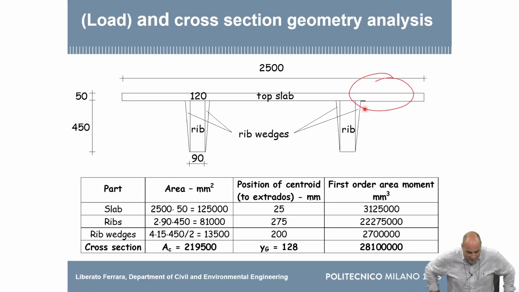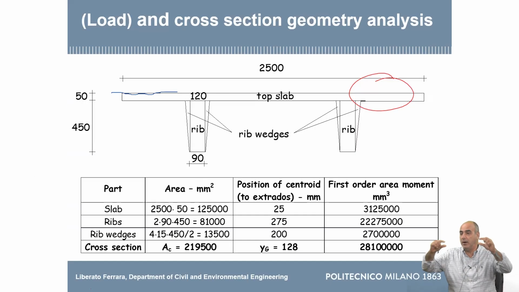But sometimes you just want to go. So we took as a reference here, in order to calculate the position of the centroid, let's use a different color than red. Let's use the green. I put my reference here. I start from there. And you see, I have the slab. The area of the slab, I use millimeters here, is 2,500 times 50. And its centroid is at 25 millimeters, measured from the top. It's a rectangle, it's at mid-depth.